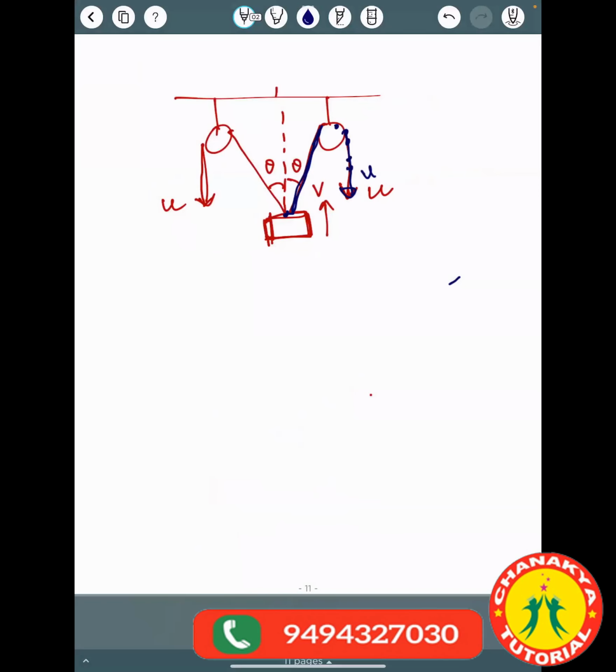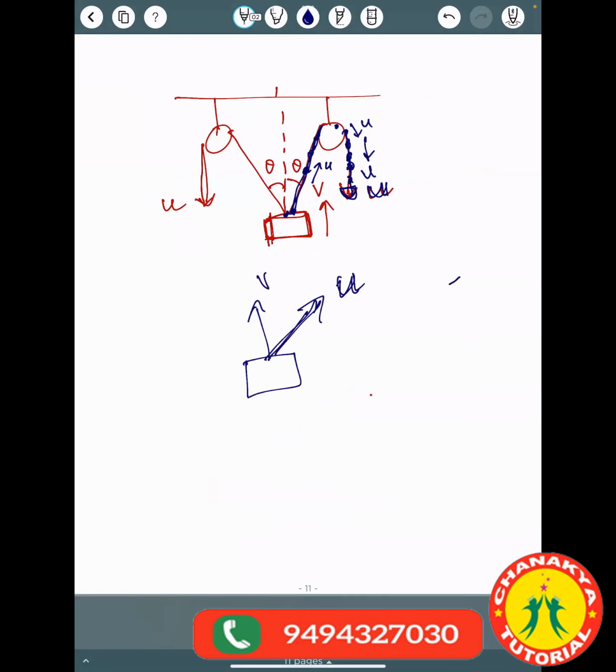See, what I'm saying is, if you are pulling this end with U, correct? That means each particle has to come down with you, right? All these particles will be moving with you, correct? That means this string, if you see this block, this is moving with V up, correct? And this string is moving with U, correct?